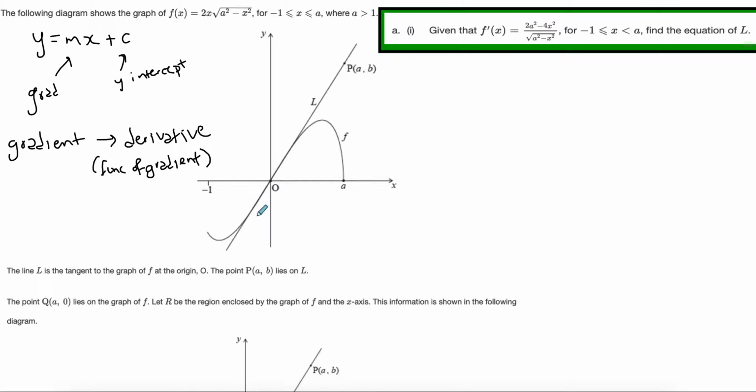So this is a line at point 0. So L is concerned with the coordinate 0, 0. So the x value is 0 in this case. This is what matters right now. So if I want to know the gradient of L, then I need to find the gradient at point 0. This is always the link you're going to have to make.